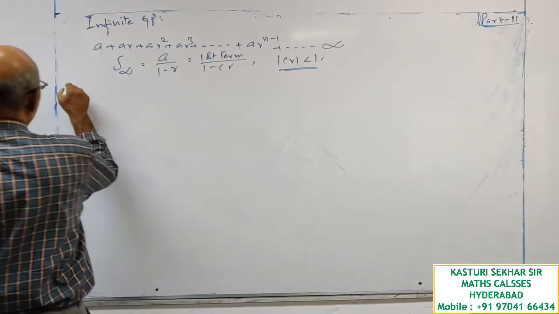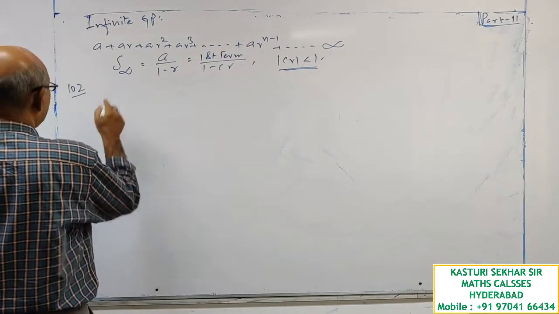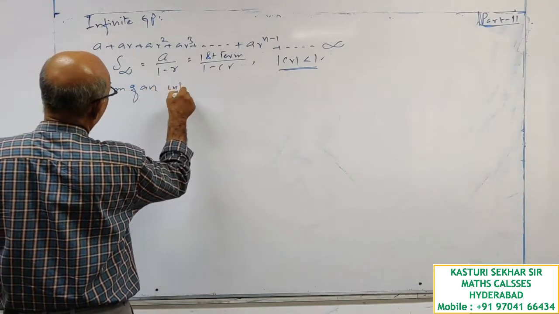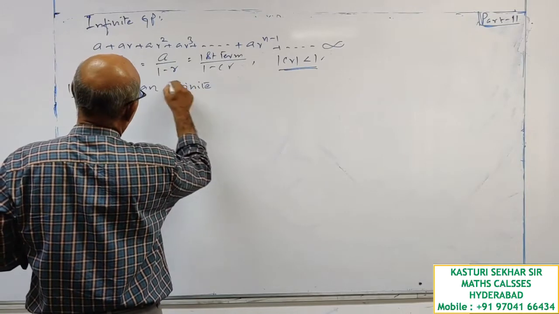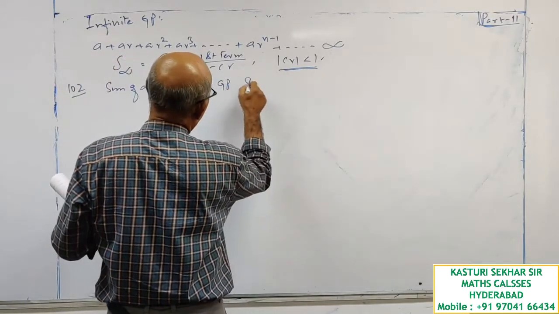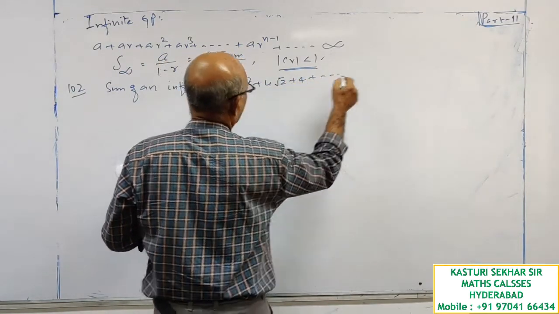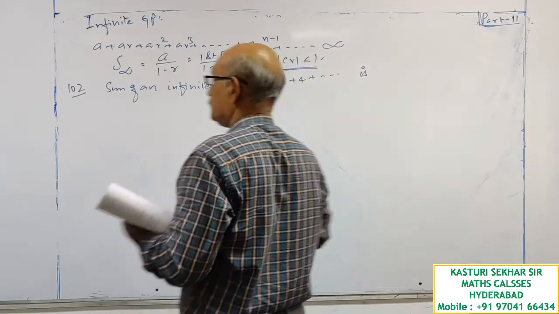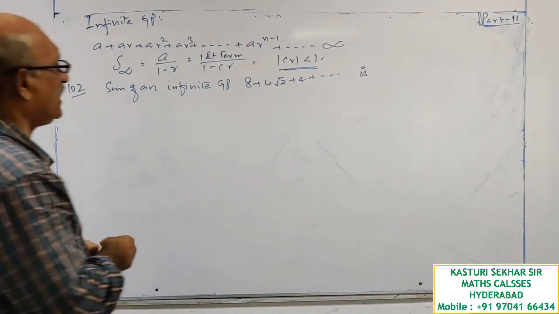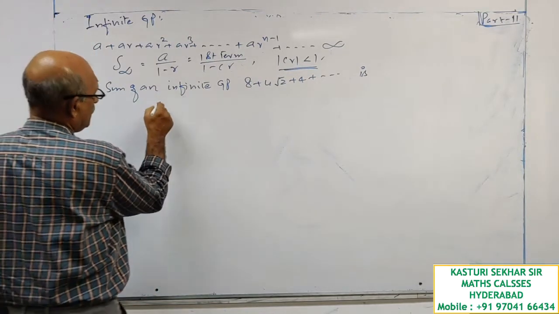Question number 102. Sum of an infinite GP: 8 plus 4 root 2 plus 4 plus etc. is? First let us verify whether it is in geometric progression or not.